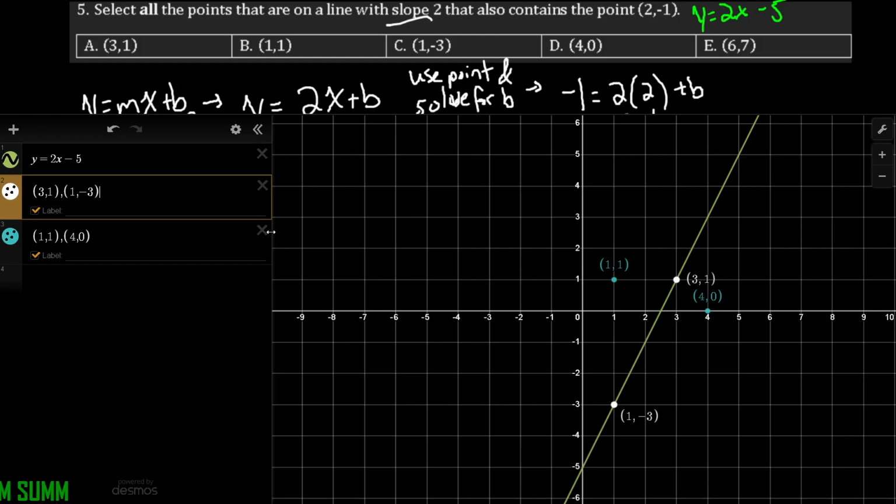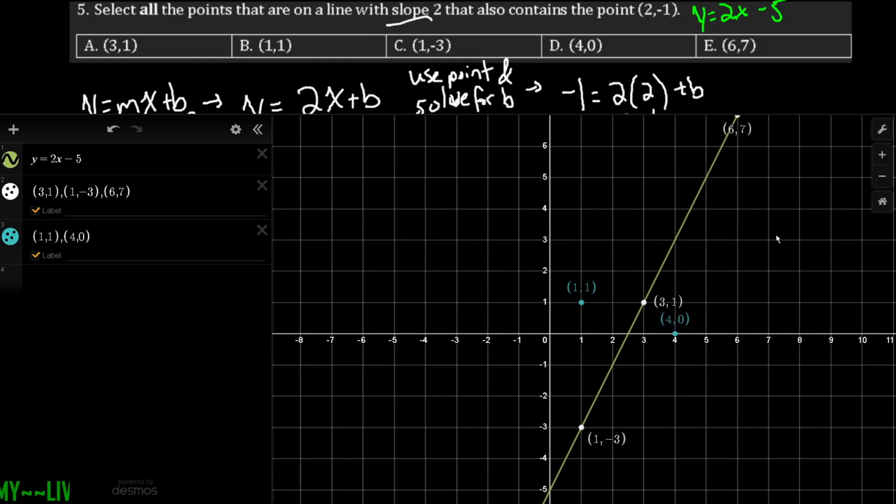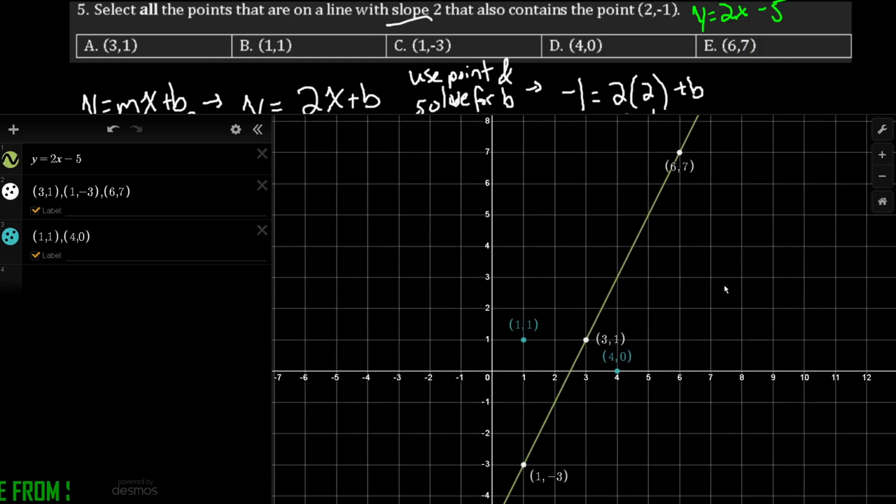And what about the last one, 6, 7? I don't see it on there, but let me just check. Scroll up, and yes, right there it is. So notice how, again, I can see each of those points that are on the line, and so I'm going to say the ones that I want to choose. I'm going to say A, C, and E are on the line. However, B and D are not on the line. So again, a couple different ways to do that. You could have also plugged those points in if you didn't want to use the graph, but I like using that graph because it's a little bit cleaner to see.